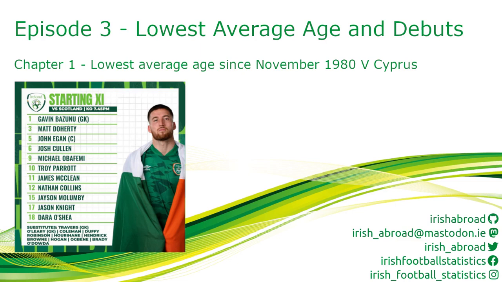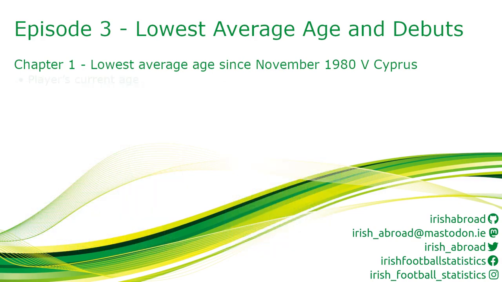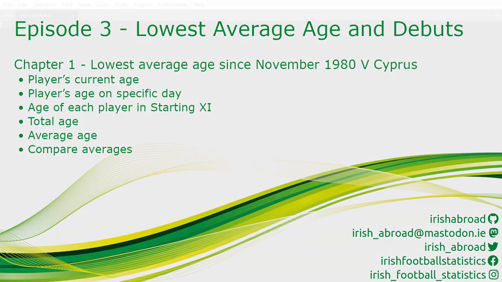When Stephen Kenny named his team to face Scotland in September 2022, it had the lowest average age to start a competitive game since the 1982 World Cup qualifier against Cyprus, held in November 1980. To show this, we're going to start with a program that calculates a player's current age using their date of birth, then their age on a specific day, then the ages of each player in a starting 11, and from that the total age of the team and its average age. Finally, we'll compare the average age of each starting 11 in competitive internationals to prove the statistic.